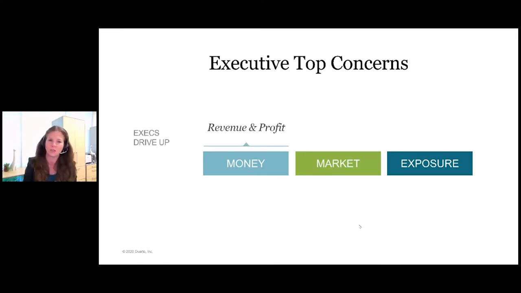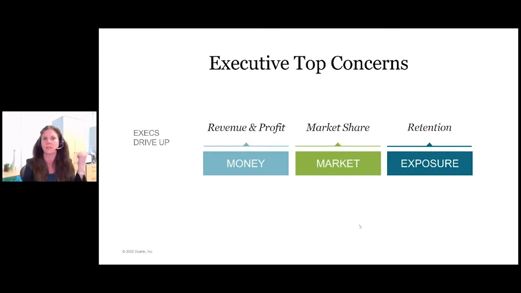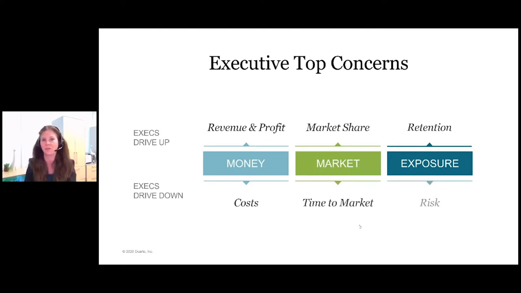So an executive has to drive up money: they drive up revenue and profit. They drive up market by increasing market share, and they drive up exposure by increasing retention of clients, employees, and partners. But they also have to drive down costs, drive down our time to market, and drive down risk. If you write and craft your recommendation in a way that appeals to any of these things, it will get the eye of the executive. They will be able to process it quickly and make decisions faster.